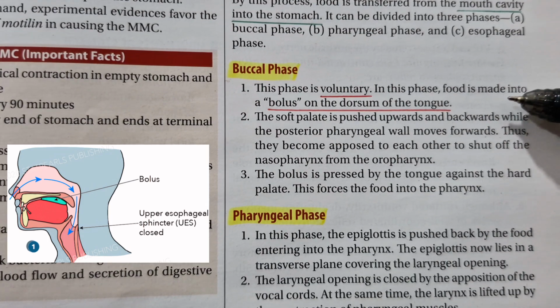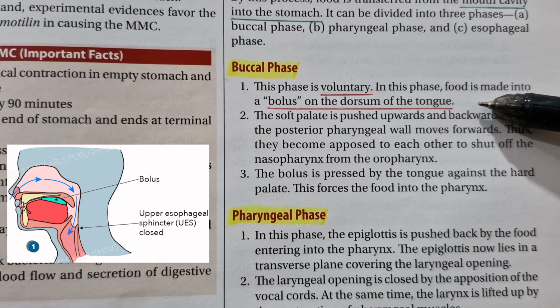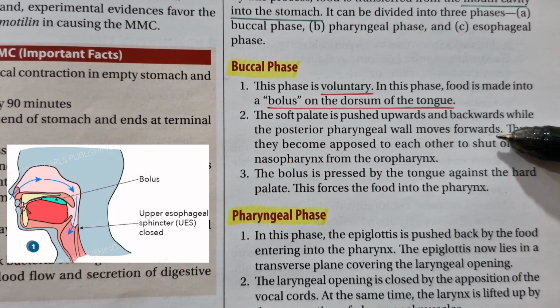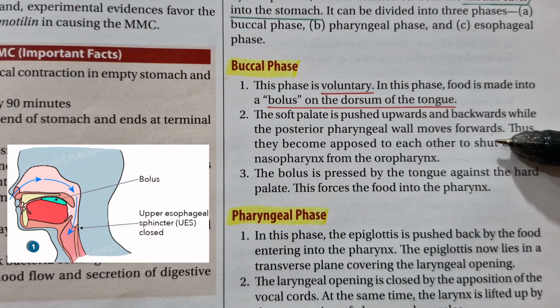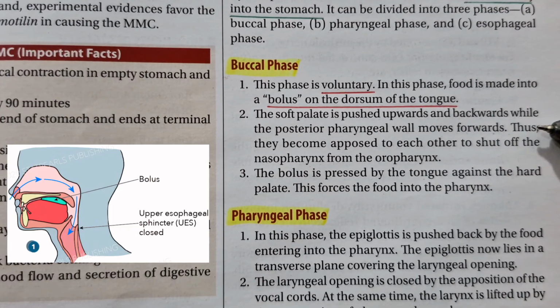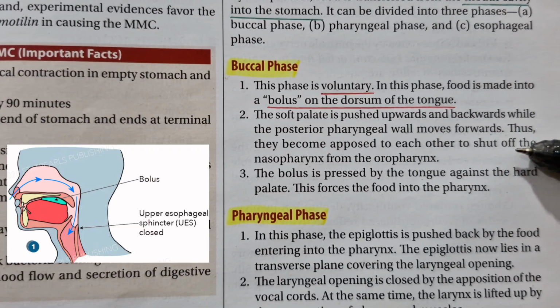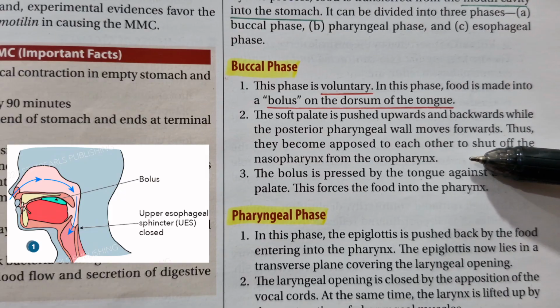In this phase, food is made into a bolus on the dorsum of the tongue. The soft palate is pushed upwards and backwards, while the posterior pharyngeal wall moves forwards. Thus, they become opposed to each other to shut off the nasopharynx from the oropharynx.